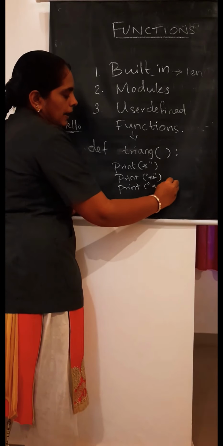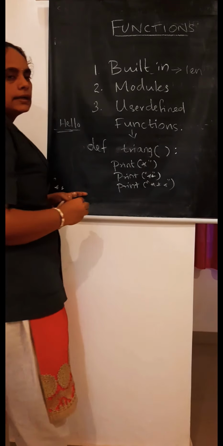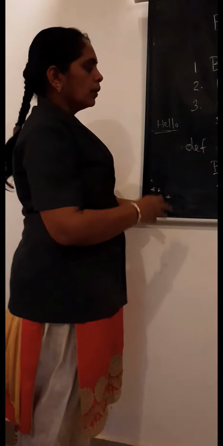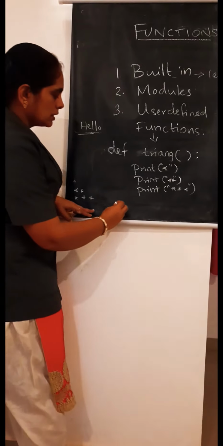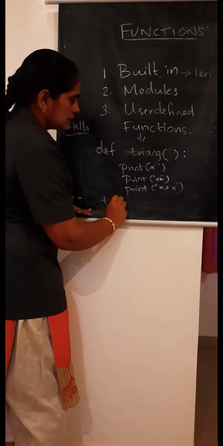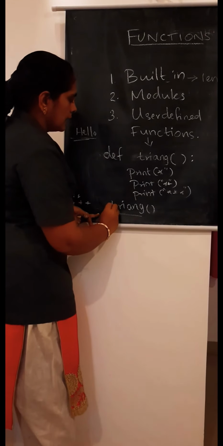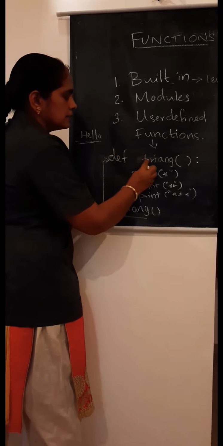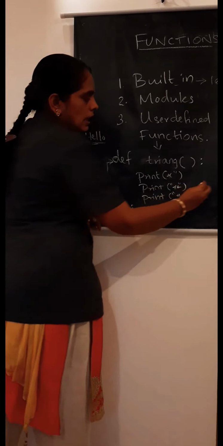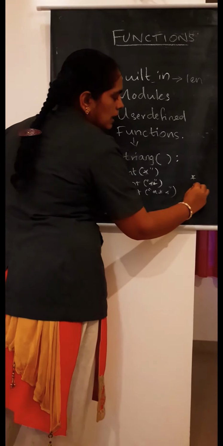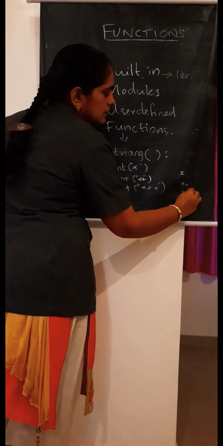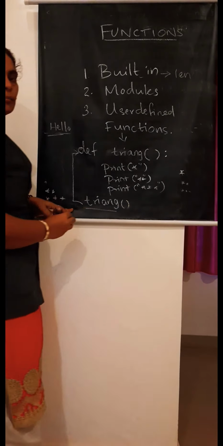So you can see the pattern. This is the pattern. You will get the output. See. So now I want to call the function. How to call a function? I have to write the function name. What is the function name? Triang is the function name. So if I call this triang, automatically it will go to this place and it will print the star. So how will it print the star? Star, double star, triple star, like that the patterns will be printed.